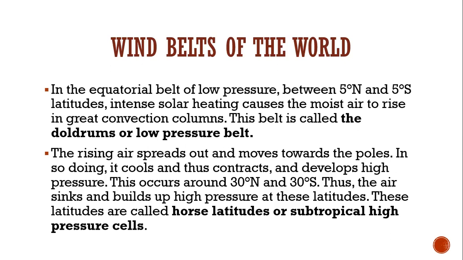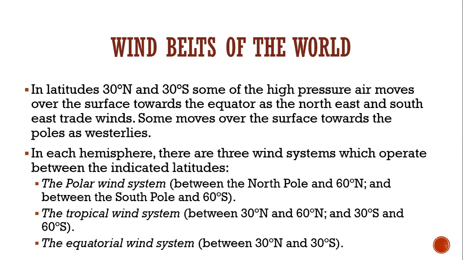Thus, the air sinks and builds up high pressure at these latitudes, 30 degrees north and 30 degrees south. These latitudes are what we call the horse latitudes or subtropical high pressure cells. Now, in latitudes 30 degrees north and 30 degrees south, the high pressure air moves over the surface towards the equator as the northeast and southeast trade winds. Some moves over the Earth towards the poles as the westerlies.